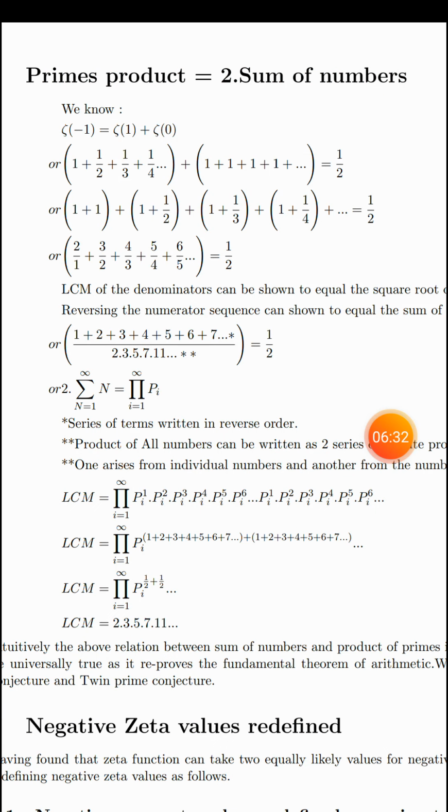Also, I got something similar to the fundamental theorem of arithmetic. I got one more representation, which can be called the fundamental theorem of numbers. We know numbers are basically composed of prime factors, but here it's a different story actually. The product of primes can be equal to double the sum of numbers. That is also kind of true in our logical sense, common sense also.